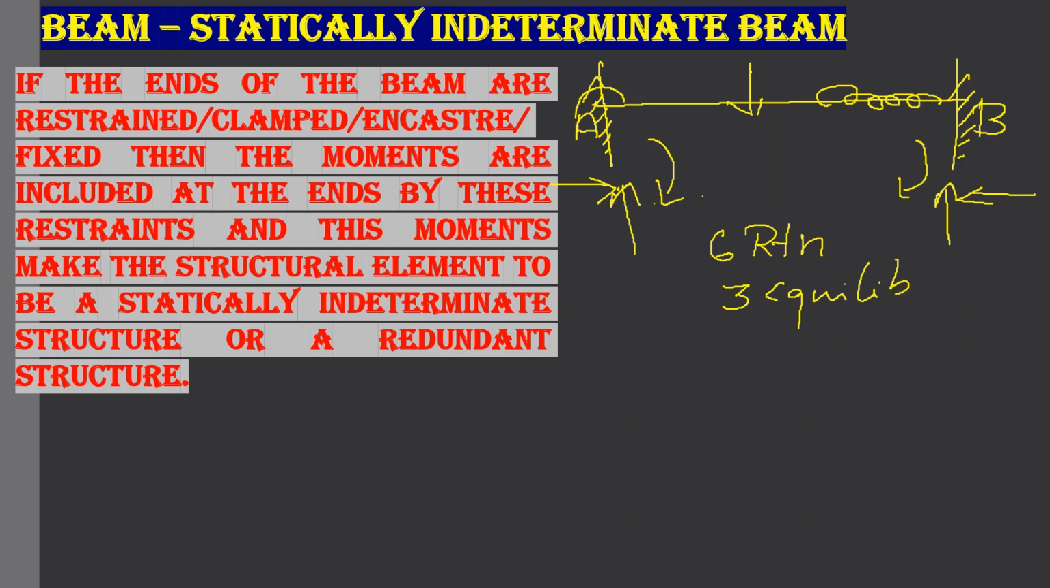Therefore, the statical indeterminacy becomes 3. We need additional 3 equations to determine the unknowns. That is why such a beam becomes a statically indeterminate beam.